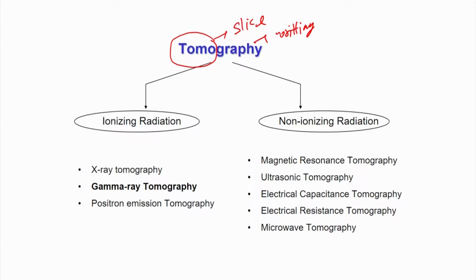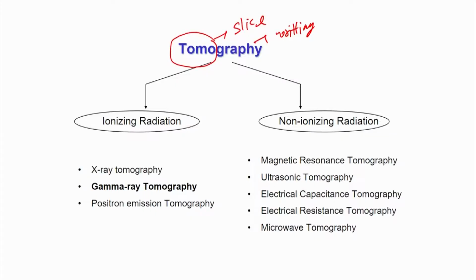Now, tomography is divided into two parts: one is ionizing radiation and the other is non-ionizing radiation. Again, this is not a complete list, we are just giving some important techniques here, but there are several other techniques used to measure the volume fraction by non-invasive methods. In ionizing, the rays which can ionize the system are called ionizing radiation, like X-ray, gamma ray, positron. The non-ionizing means which do not ionize the system, like magnetic resonance imaging, ultrasonic tomography, electrical capacitance tomography, electrical resistance tomography, microwave tomography, etc. So this all comes under non-ionizing radiation.